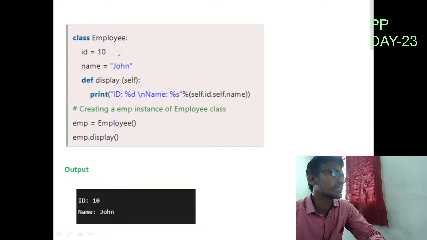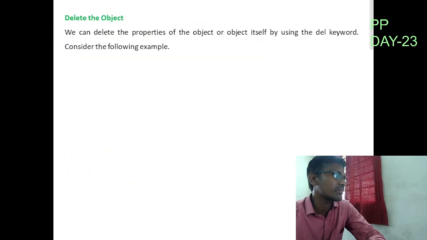So this is an example. A simple example with id and name. These are the variables, and a function. And I want to create an object for the class name, that is Employee. So the object name is emp. By using that object, I'm going to access the methods in a class. So these accessing and creating of objects will be the same as in C++ and Java also.